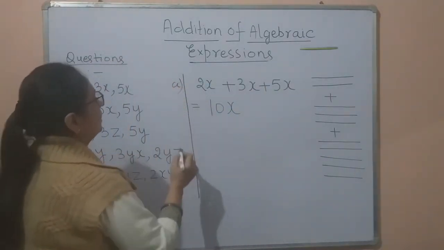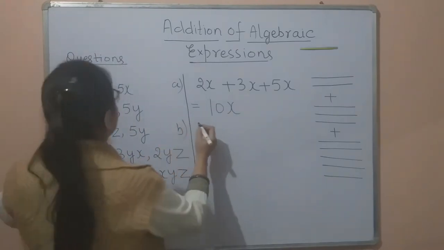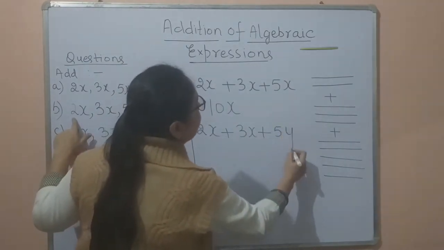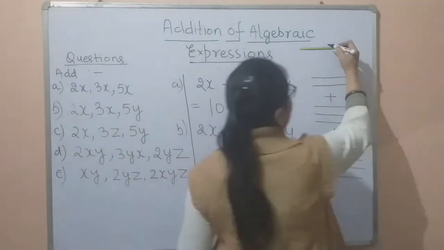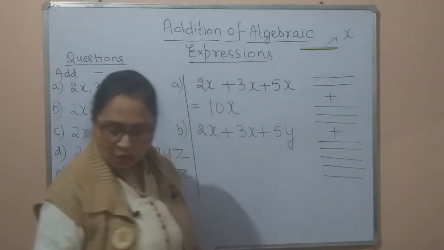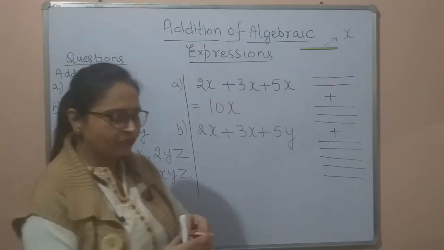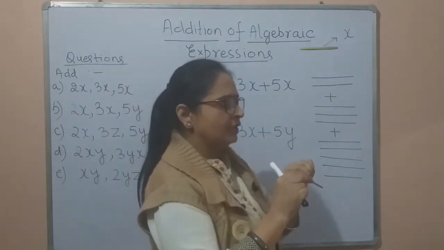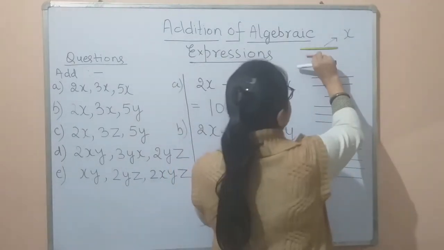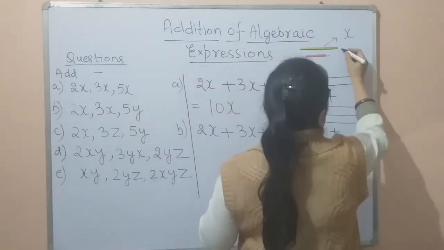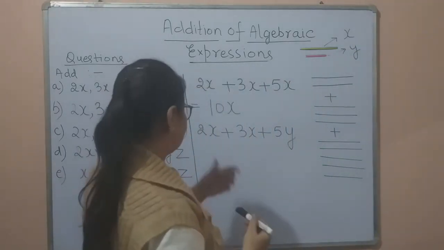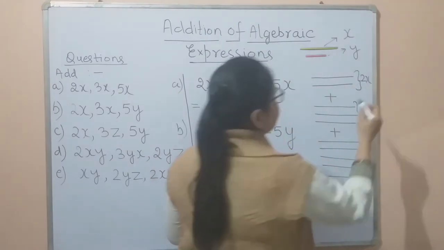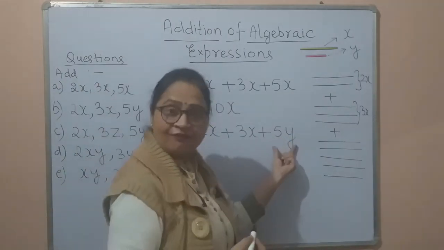This is part A. Now suppose we take part B, where 2x plus 3x plus 5y is to be added. Here we know that this is x, right? Now let us consider one more strip, which is this strip. Suppose we consider it to be y. And we want to add 2x, which is this, and this is 3x. But instead of this, we have 5y.